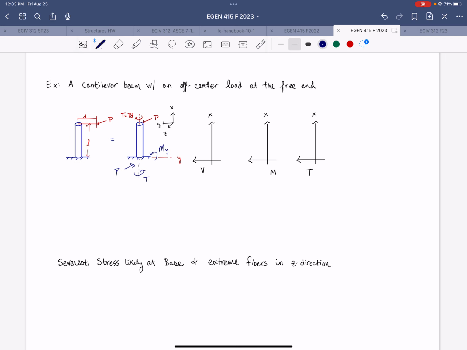So if we sketch shear and moment diagrams for each of these forces that are going to be acting along the length, the shear would be acting in the z direction. So that's the direction of the applied load. So we could call that Vz. And that would just be constant magnitude of P.